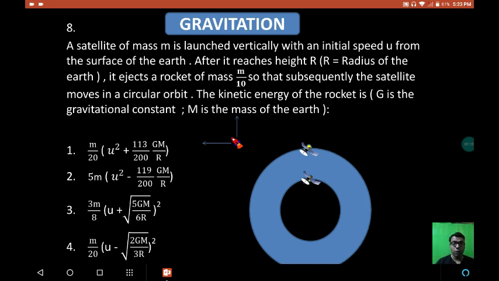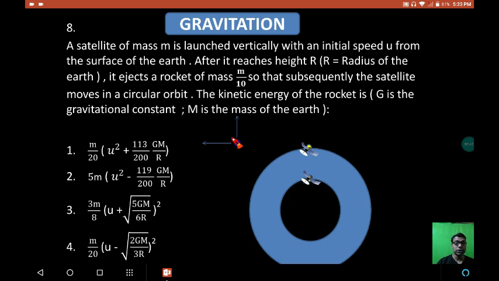Let us see what the options are. Options are in this form. So how do we calculate the kinetic energy of the rocket? We simply know that the kinetic energy of any object is half mv square. Mass of the rocket is m by 10. We just have to find the velocity of the rocket.